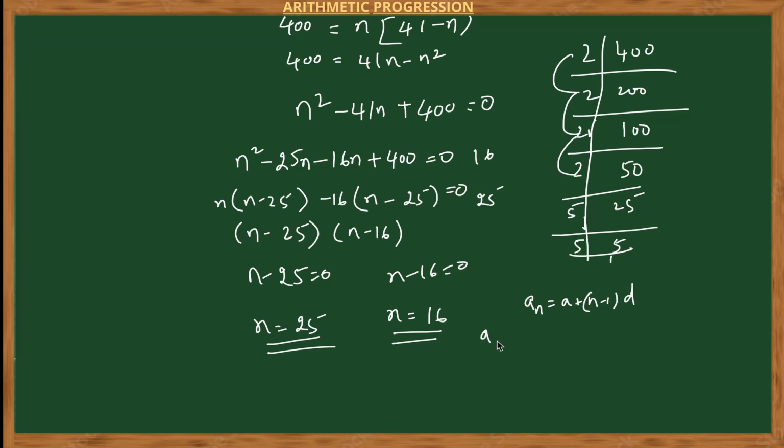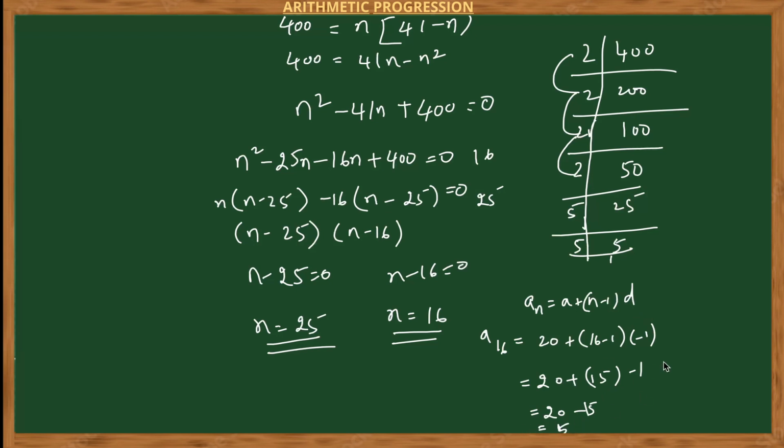So a of 16 is equal to a, where a is 20, plus 16 minus 1 into d, which is minus 1. That is 20 plus 15 into minus 1, which is 20 minus 15. This becomes 5. So this value is 5.